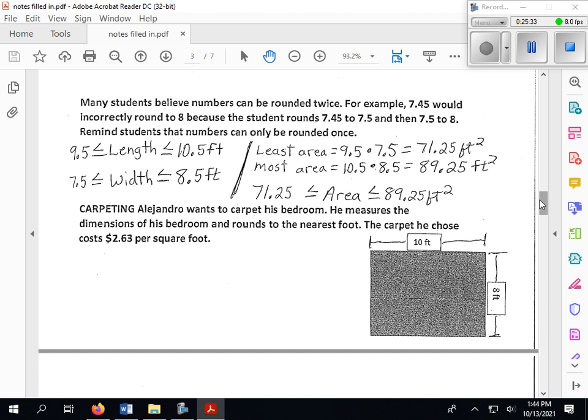Length times width, base times height, whichever one you want to use. So the lowest amount of carpet, or the least amount of carpet that he could need, would be a length of 9.5 times a width of 7.5. And that comes out to be 71.25 feet squared. How would we find the most area, or the most carpet he would need? 10.5 is the length, 8.5 as the width. And that comes out to be 89.25 feet squared.